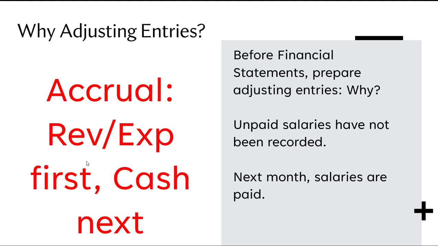We owe our employees salaries, and they have earned those salaries this period. We're not going to pay them until next period. So the expense happens now, the cash happens next period. Okay? So the accrual is this adjusting entry at the end of the period.